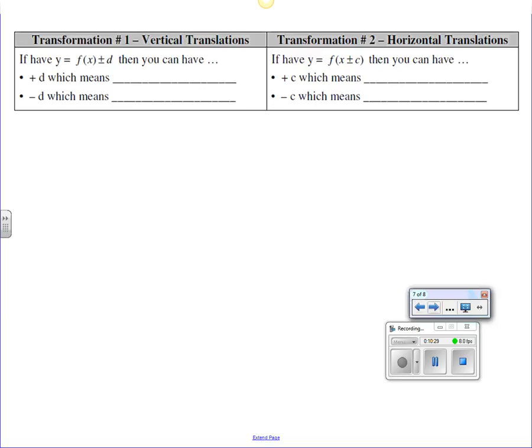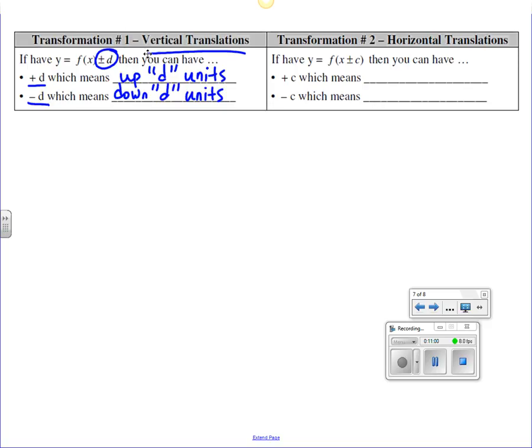All right, vertical translations. If you add or subtract a number at the end of your function, then this is what happens. If you add a number, it's going to go up d units on the graph. If you subtract a number, it's going to go down d units. Okay.